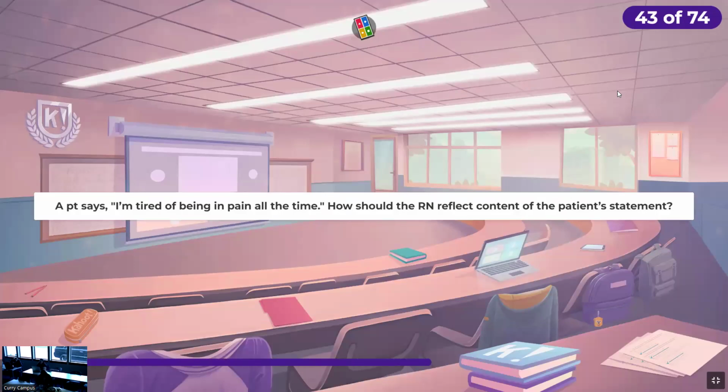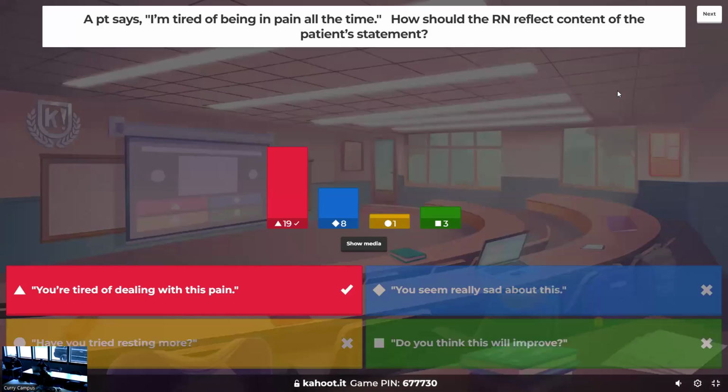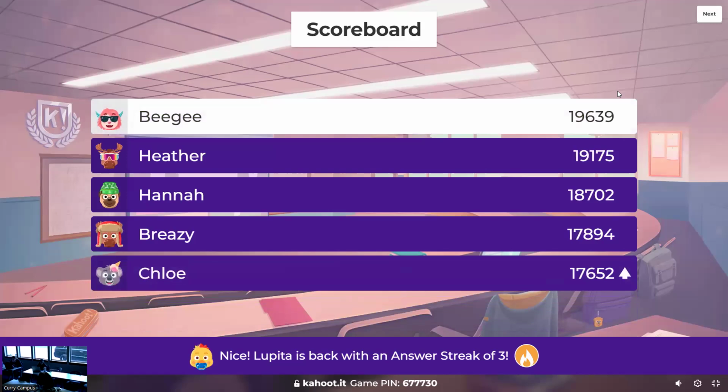The patient says, I am tired of being in pain all the time. How should the nurse reflect content of the patient's statement? And the yellow is, have you tried resting more? Alrighty. So you're tired of dealing with the pain. So we're reflecting the content of what the patient said. And all right, Chloe's on the board.